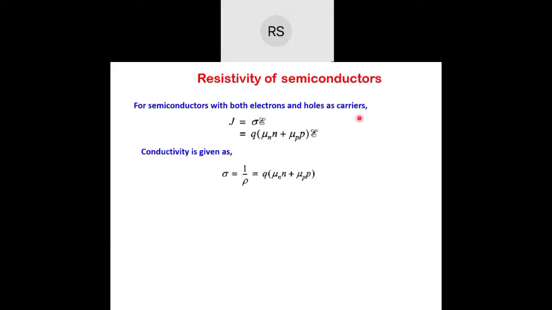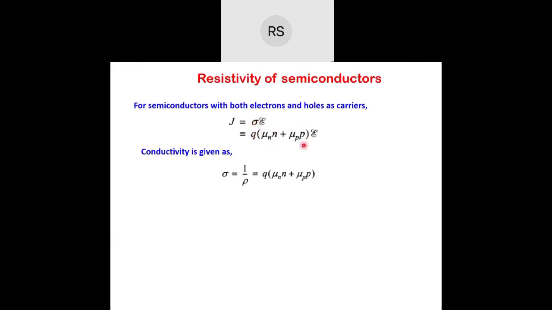All of you know the resistivity of semiconductors; I'm starting from the basics. For semiconductors, both electrons and holes are the carriers. So you have a semiconductor, in which you have electrons as well as holes. Here, the current density J is directly proportional to the electric field E, and the constant of proportionality is called the conductivity.